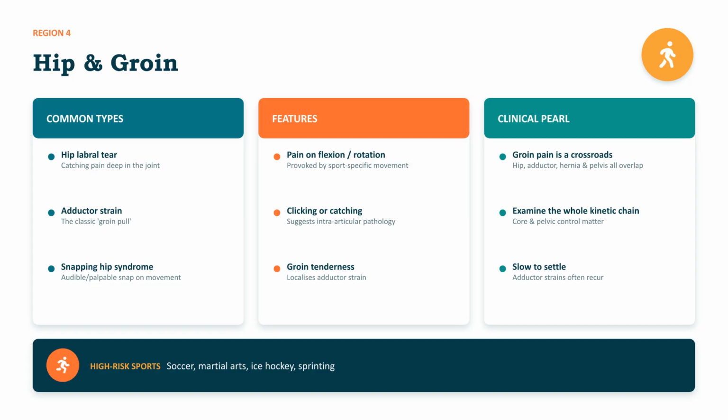Here's a clinical pearl. Groin pain is a crossroads. The hip, adductors, hernia, and pelvis all overlap. You have to examine the whole kinetic chain. Core and pelvic control matter enormously. And adductor strains are notoriously slow to settle and frequently recur. High-risk sports include soccer, martial arts, ice hockey, and sprinting.